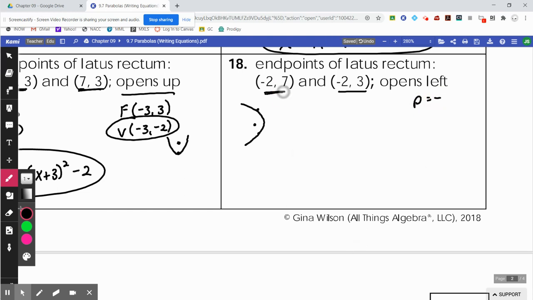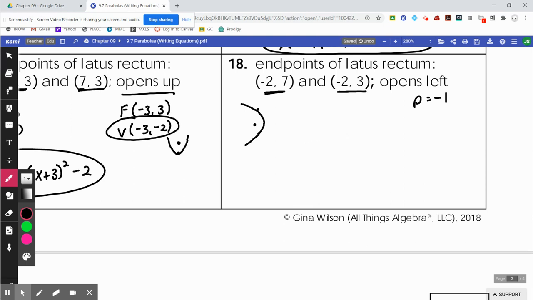Okay. The distance from here to here is 4. That's the length of the latus rectum. And again, we know the length of the latus rectum is always equal to 4p. When you solve that, you get a p-value of 1, but we know it's going to be negative because it opens to the left. So that's all we need from that.